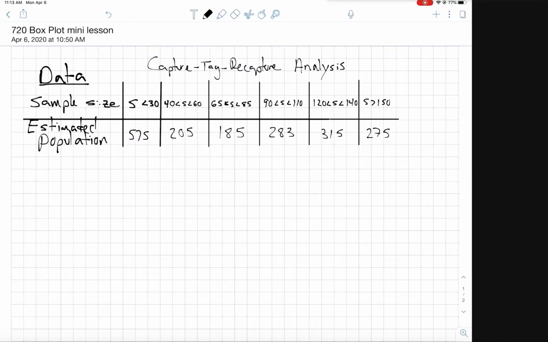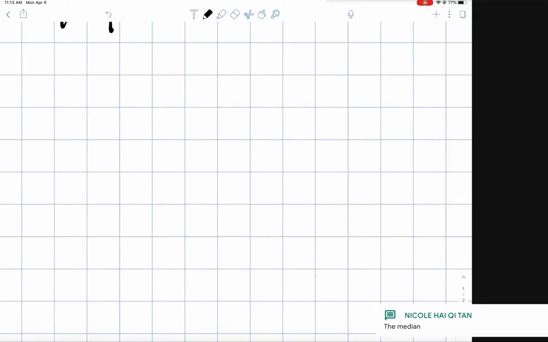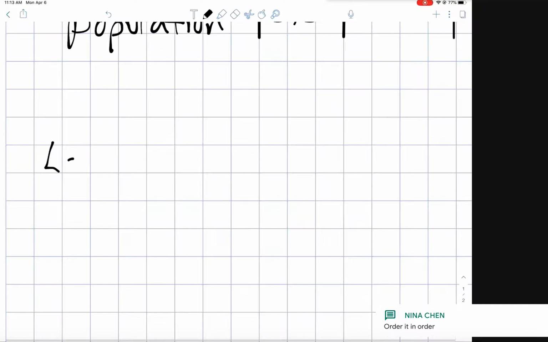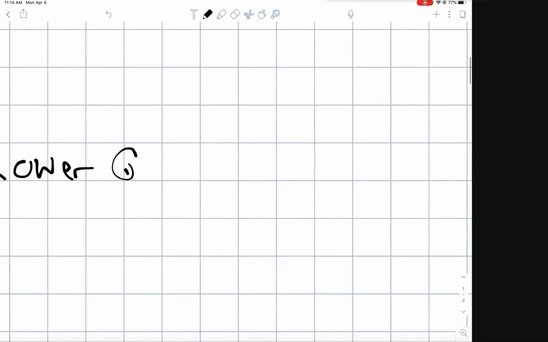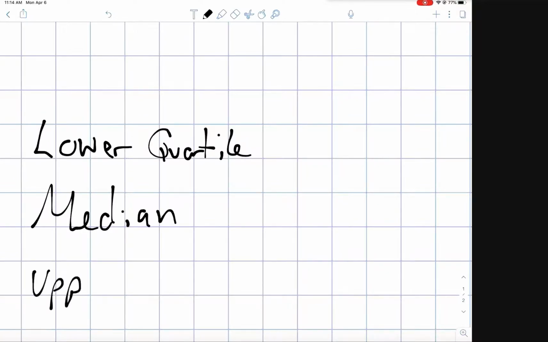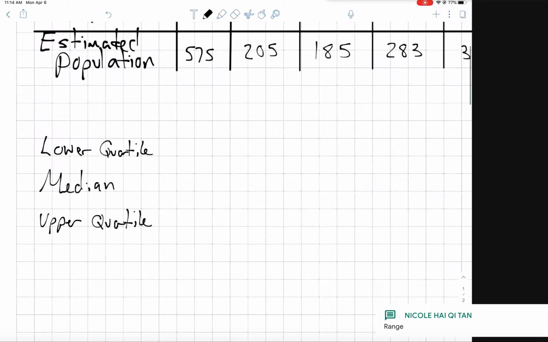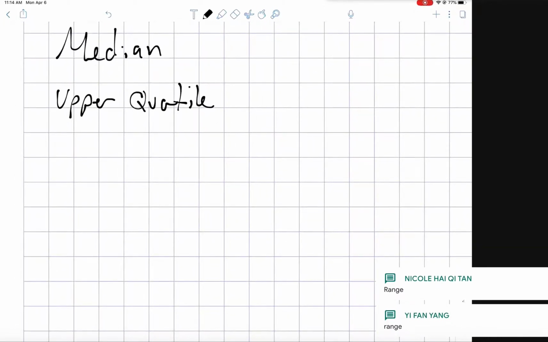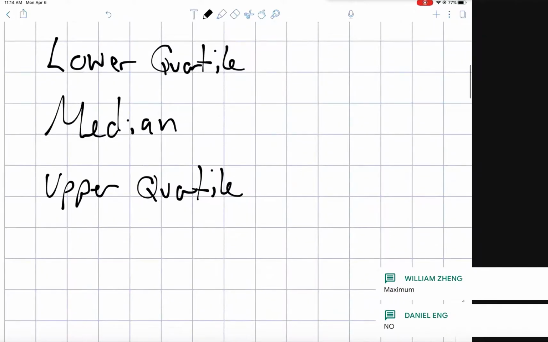Find the lower quartile and the higher quartile. So I heard we need to find the lower quartile. I saw someone said we had to find the median. I heard upper quartile. The mean. So I'm going to write the mean over here. Do we need the mean or the range in order to make a box plot? We need the maximum. That's good. And the minimum.